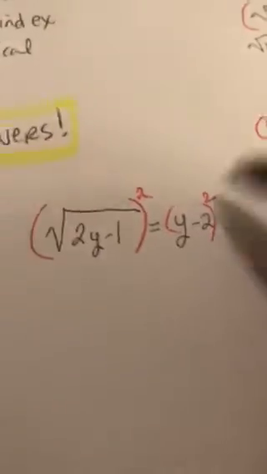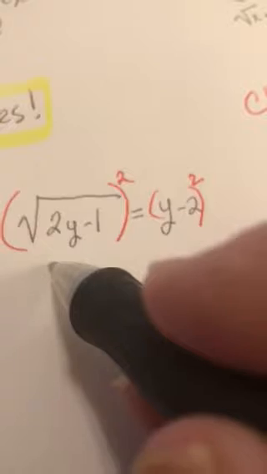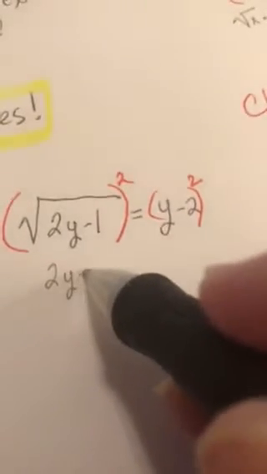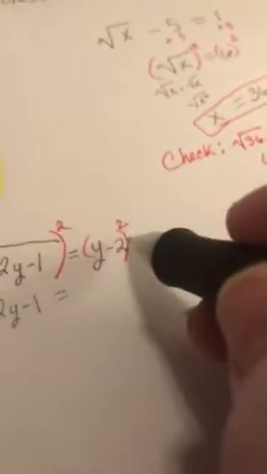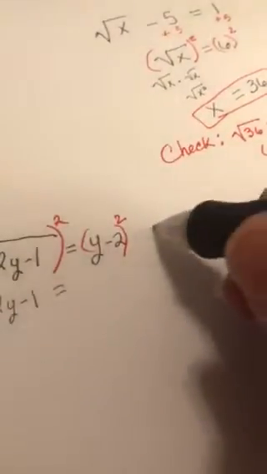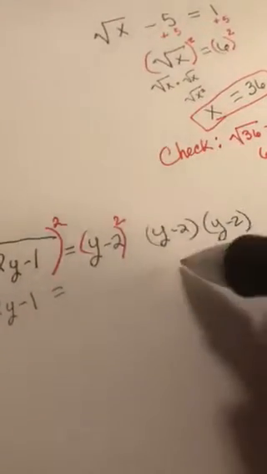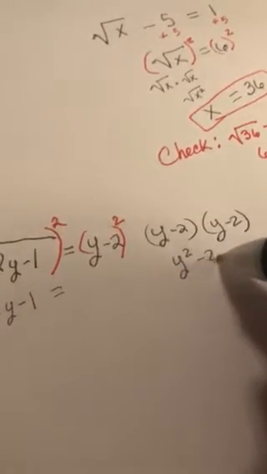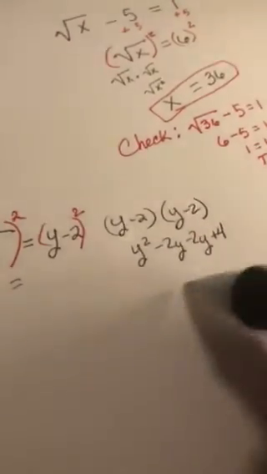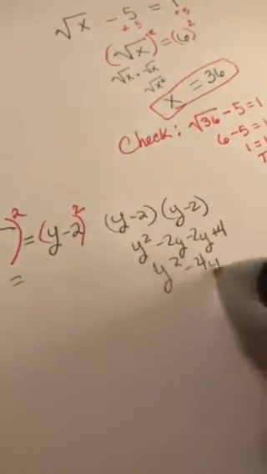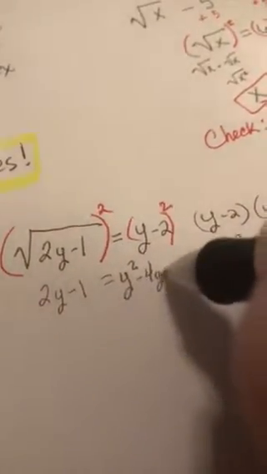This one's going to take a little more work. So in here, the answer is just whatever was inside the radical. So we have 2y minus 1. But on this side, we have to FOIL it. And so when we FOIL this, we get y minus 2 times y minus 2, first, outer, inner, and last. So we get the result of y squared minus 4y plus 4. So we'll put that over here, y squared minus 4y plus 4.